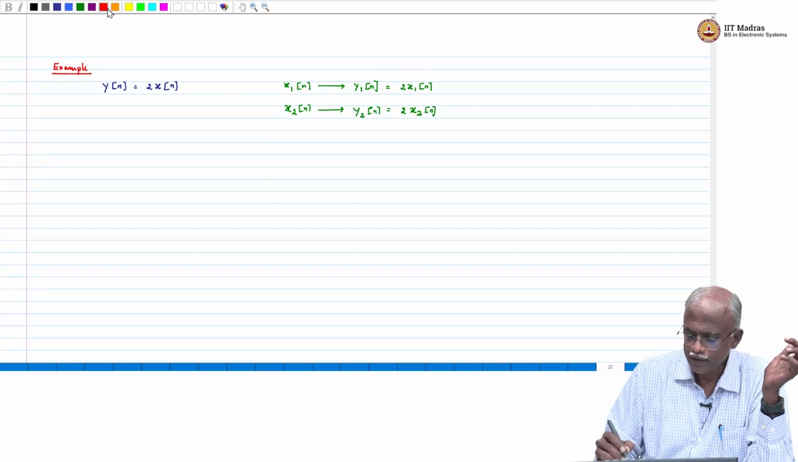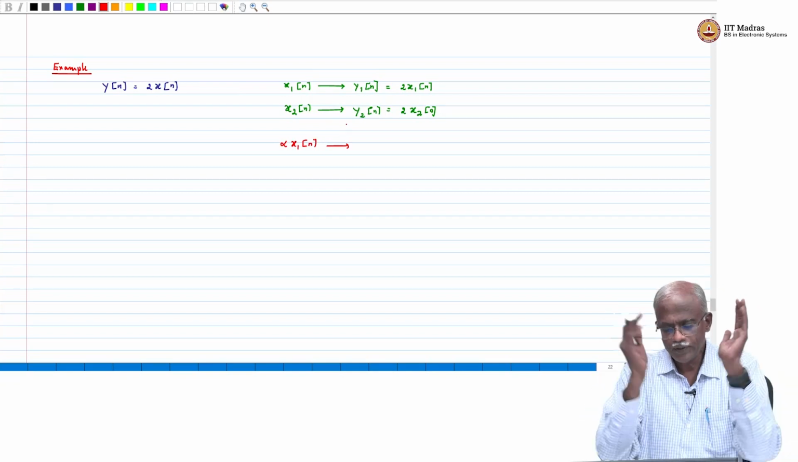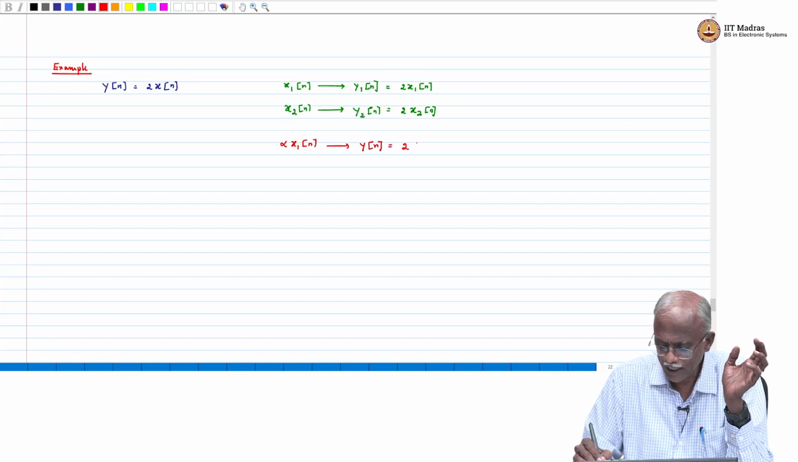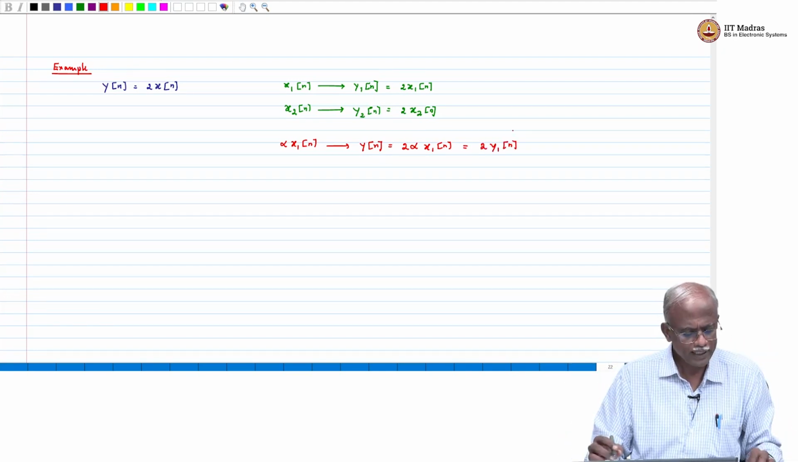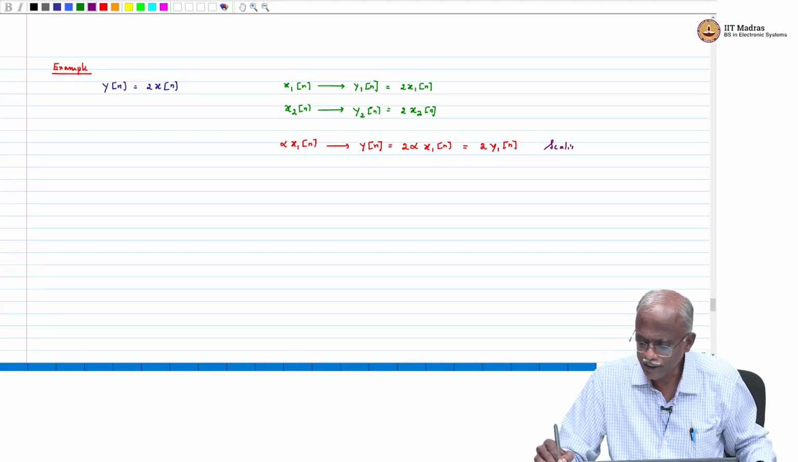It is easy to verify that if I feed in alpha times x1 of n, what does the system do? It takes whatever is the input, multiplies by a factor of 2. So, y of n will be equal to 2 times alpha times x1 of n, that is the same as 2 times y1 of n. So scaling property is satisfied. So, we can put down, scaling or homogeneity, tick mark.